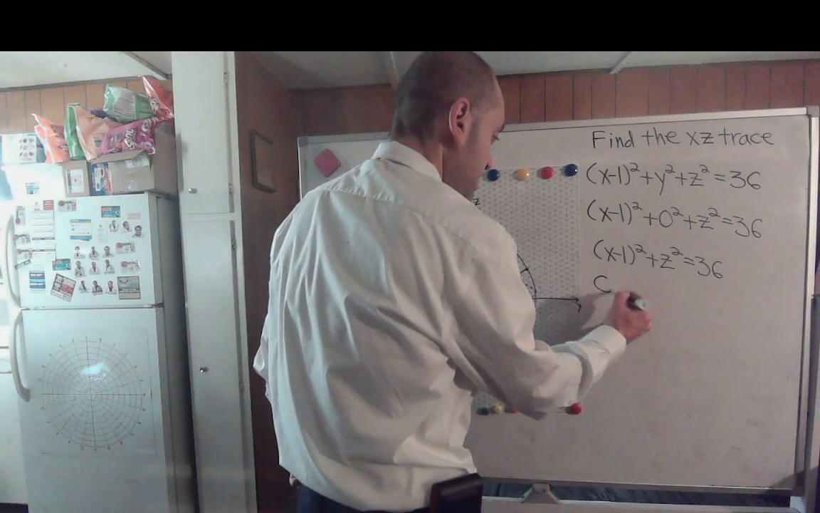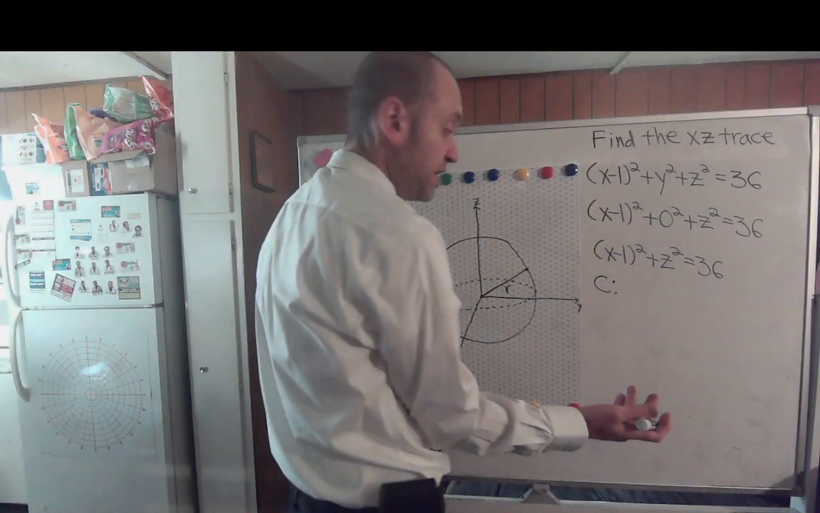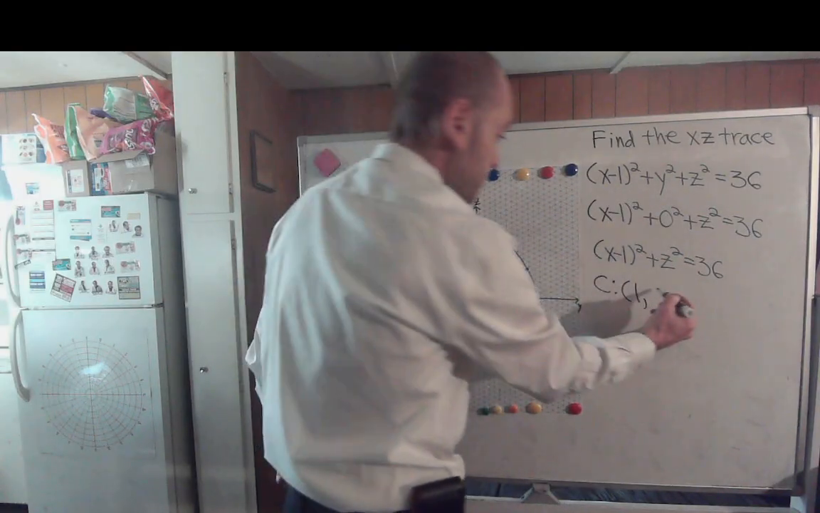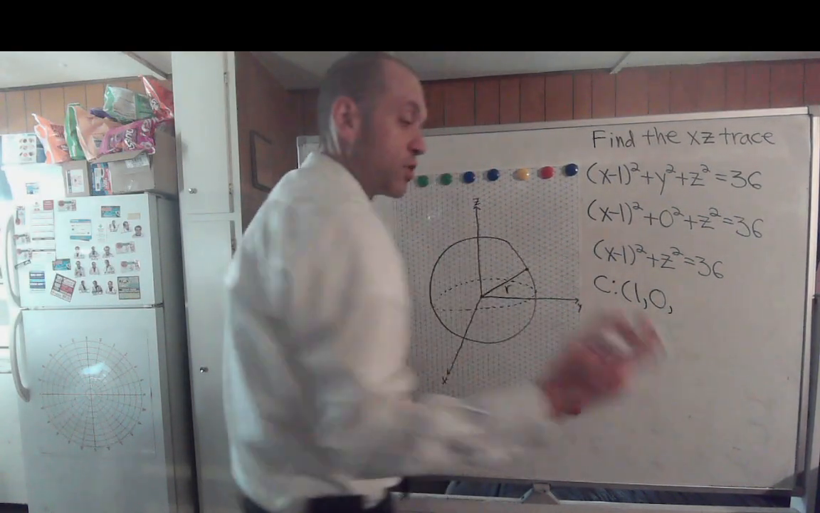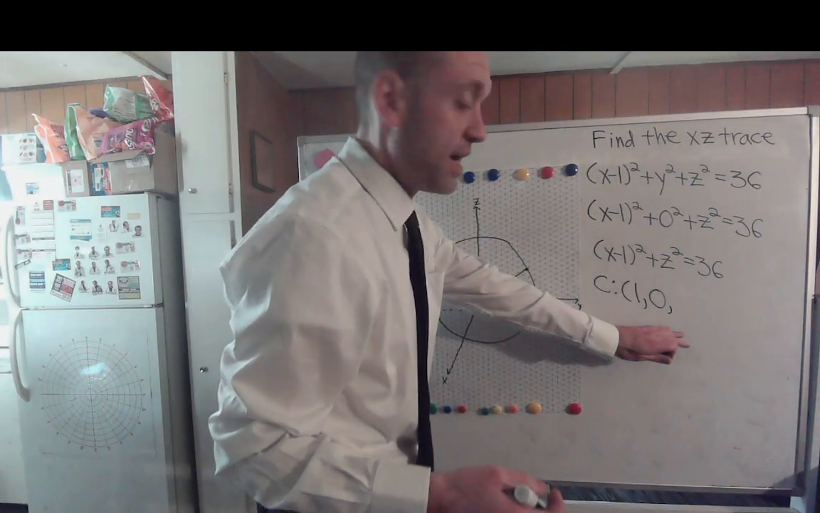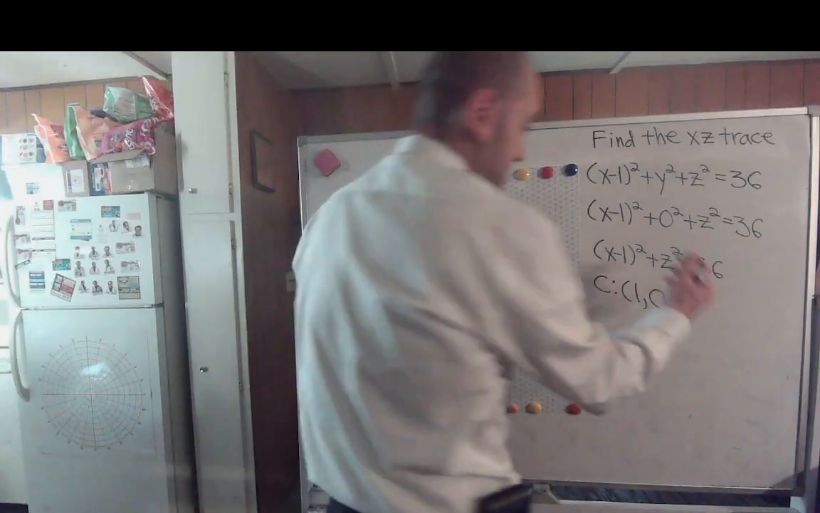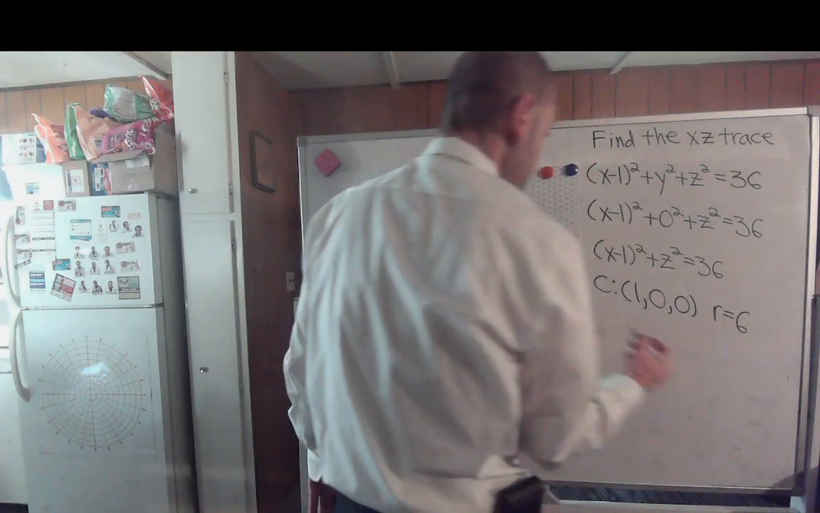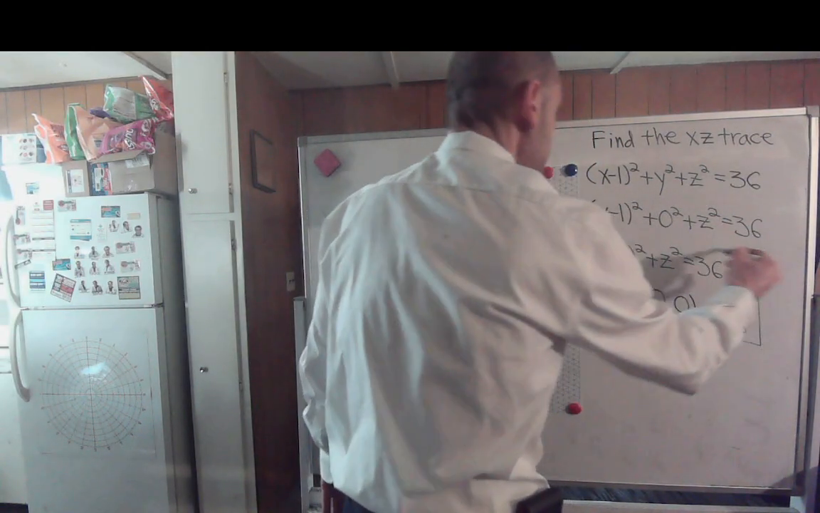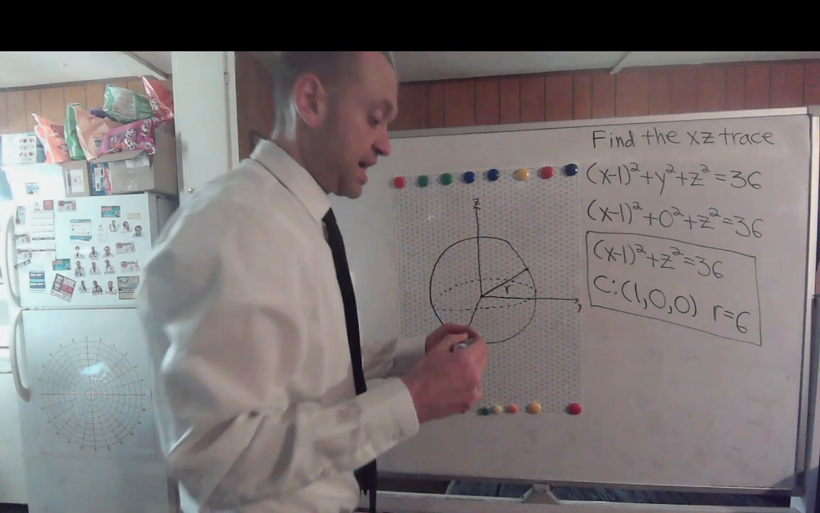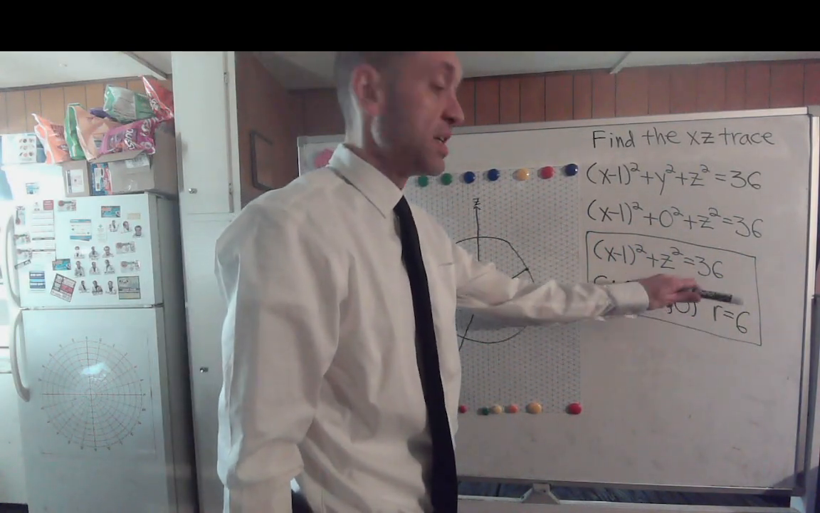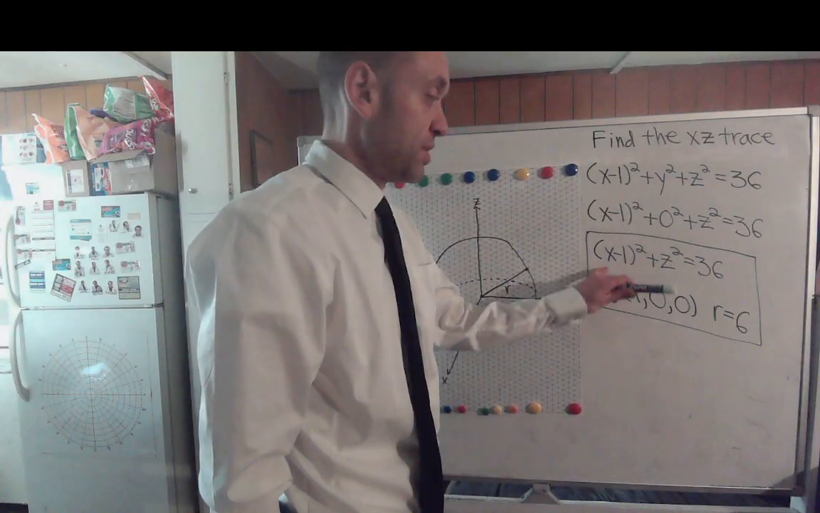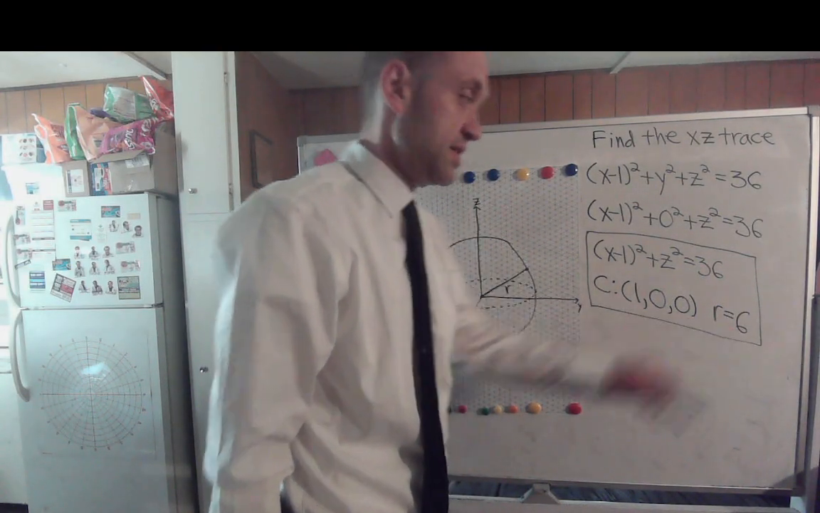Your center is going to be, if you set x − 1 equal to 0, at x = 1. Your y coordinate is 0 for the trace by default. Whatever coordinate you set equal to 0 has an automatic coordinate of 0. And z in this case is also 0, and your radius is 6. So the xz trace of this circle is (x − 1)² + z² = 36, a circle in the xz plane with the center at (1, 0, 0) and radius of 6.